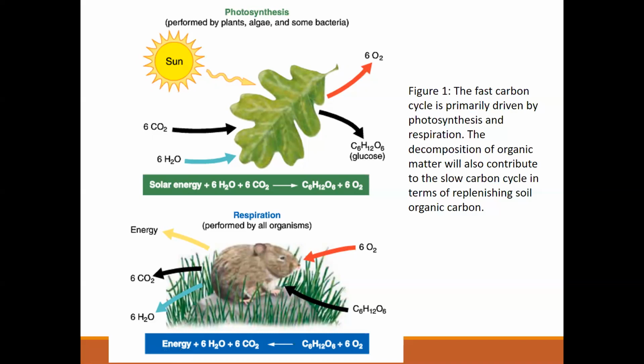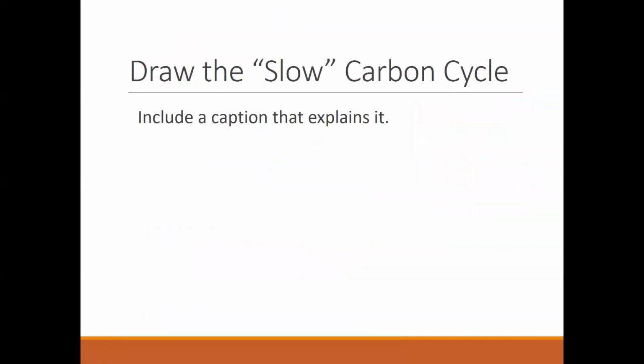And so the fast carbon cycle has this quite perfect balance between the photosynthesizing organisms drawing carbon dioxide out of the atmosphere and the respirating organisms, or cells, putting the carbon dioxide back into the atmosphere. Okay, so the second part of the carbon cycle: draw the slow carbon cycle and include a caption that explains it.